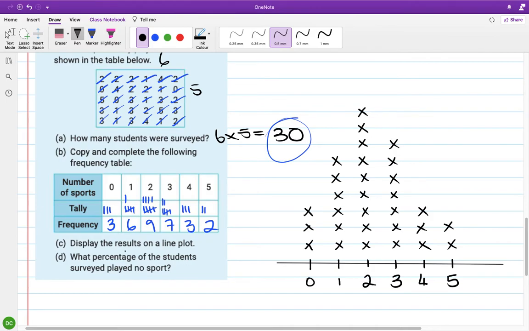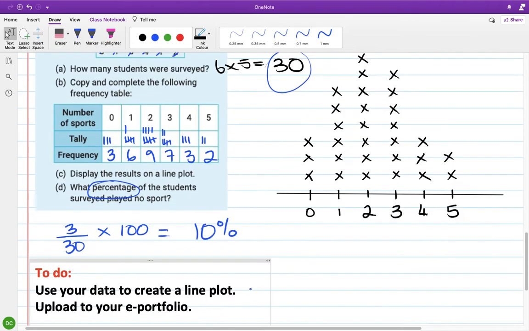What percentage of the students played no sport? So again, we're looking for what percentage. To do that, we must start with a fraction. So played no sport, we have 3 people played no sport. Out of all the people, which is 30, so there's your fraction. We make it a decimal by multiplying by 100. And again, you use your fraction button in your calculator to put in 3 over 30, and then multiply that by 100 and you get 10%. Playing no sports at all.